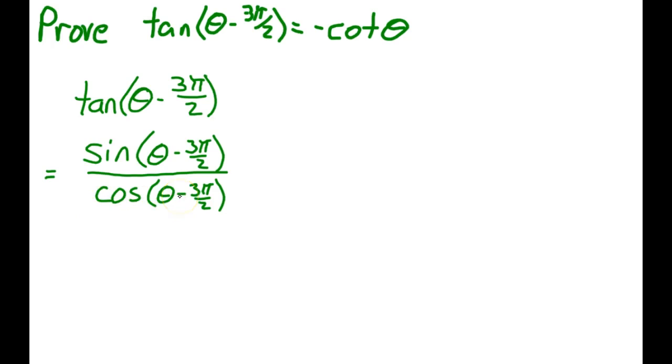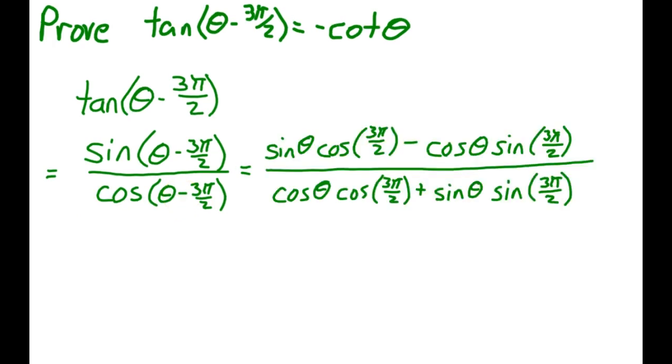Now we're going to use the difference identity for the sine function in the numerator and the difference identity for the cosine function in the denominator. Now in the numerator, we have sine of theta times the cosine of 3 pi over 2 minus the cosine of theta times the sine of 3 pi over 2, all divided by cosine of theta times the cosine of 3 pi over 2 plus the sine of theta times the sine of 3 pi over 2. So now we want to use our knowledge of the unit circle to simplify these portions that we can.